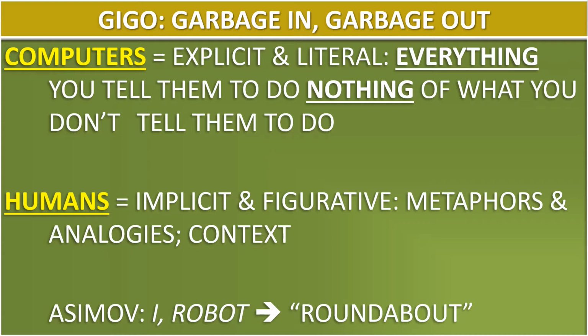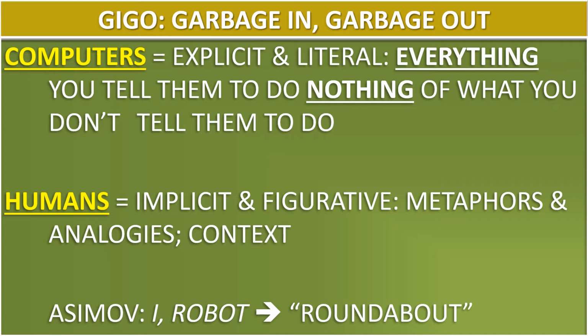Computers really need explicit and literal directions, and you need to make sure that in every single step you are communicating exactly what you want, and also that you're comprehensive and complete. I think a very good sense of this comes from literature, from Isaac Asimov, who's a famous science fiction writer.